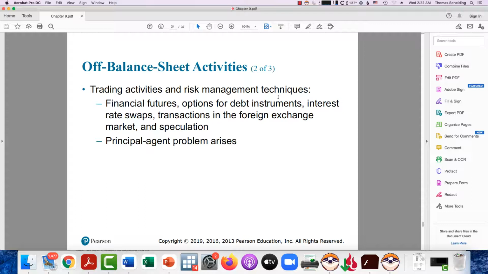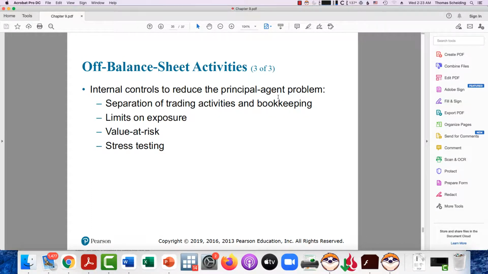And in managing these off the balance sheet activities, the other thing I need to manage for is the extent to which there's a principal agent problem. Meaning, is there a difference between the people who work at the bank and manage that risk versus the shareholders of that bank? Are they acting in the same direction, with the same goal in mind? And you would try to control for this with some internal policies.